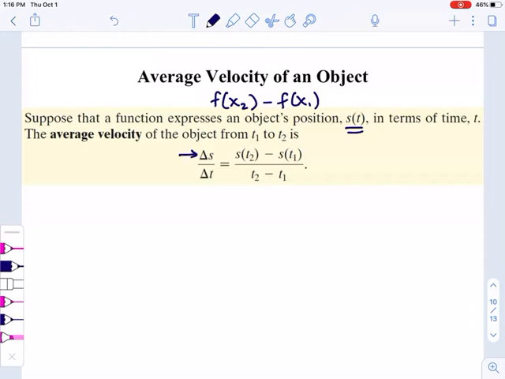So that means we have the change in position, the change in s, compared to the change in time, delta t. The value of the function s of t2 minus s of t1 is going to be divided by the change in time, t2 minus t1. Exactly the same as what we just did, just different notation because we're talking about position and time versus a regular f of x function notation problem.